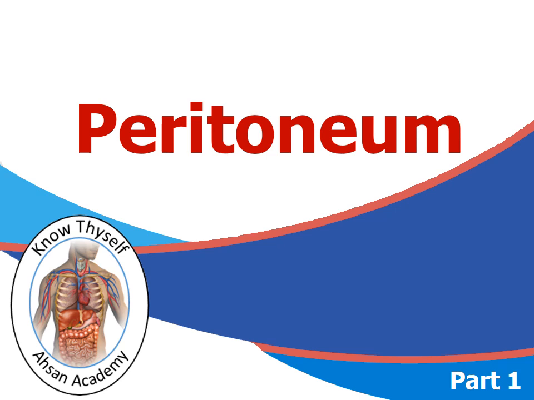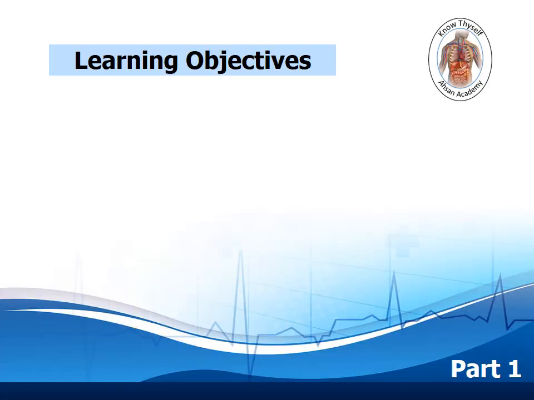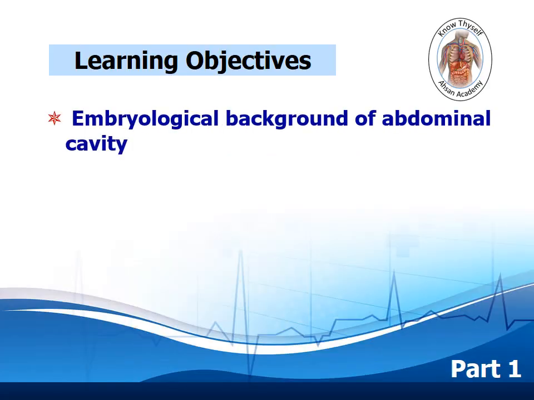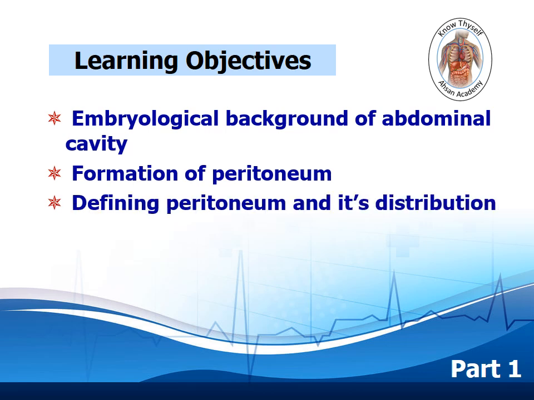This is the first part of a series of presentations. In this part, I'll try to discuss the embryological background of formation of the abdominal cavity and how the peritoneum is embryologically formed, and ultimately we will proceed towards defining the peritoneum and its distribution, and at each stage as usual we'll do some clinical correlation.